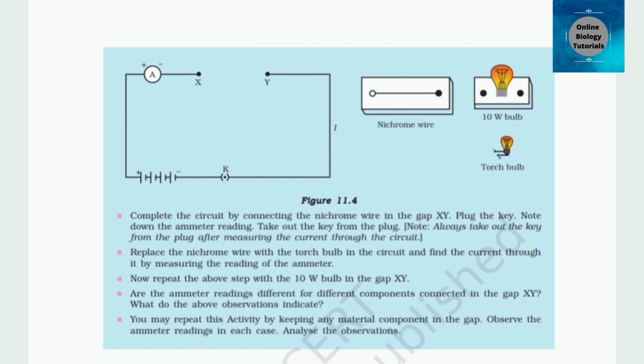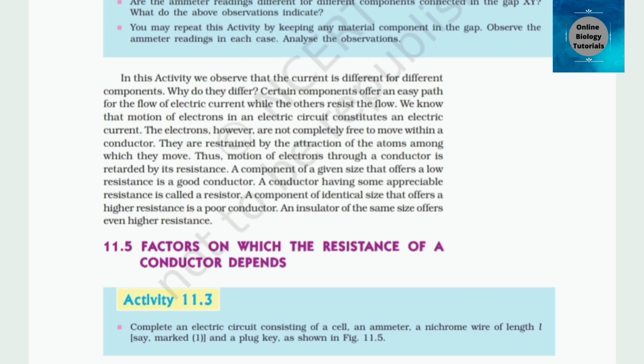Replace the nichrome wire with the torch bulb in the circuit and find the current through it by measuring the reading of the ammeter. And now repeat the above step with the 10 W bulb in the gap XY. Are the ammeter readings different for different components connected in the gap XY? What do the above observations indicate? And you may repeat this activity by keeping any material component in the gap. Observe the ammeter readings in each case. Analyze the observations. In this activity, we observe that the current is different for different components.